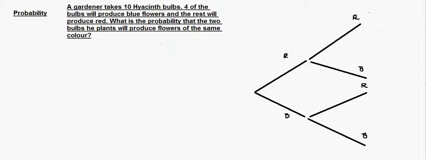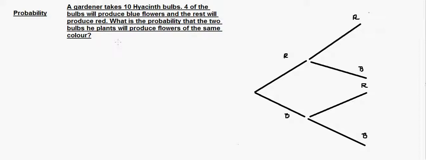So a gardener takes 10 hyacinth bulbs. 4 of the bulbs will produce blue flowers and the rest will produce red. What's the probability that the 2 bulbs he plants will produce flowers of the same colour? Now you have to excuse me because I don't even know what hyacinth looks like. So I'm not even sure if they produce blue or red flowers, but let's just go with it anyway.